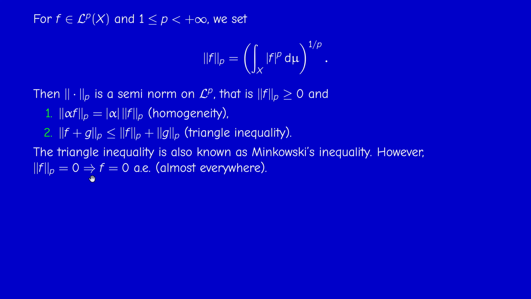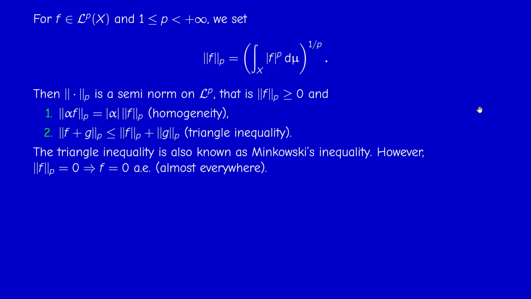However, if f is 0, then the norm p of f is 0, but the converse is not totally true, in the sense that if the norm of f is 0, so the integral is 0, we cannot deduce that f is the 0 function. We can only conclude that f vanishes almost everywhere. And this is something usual in measure theory. Most of the inequalities and equalities hold almost everywhere, so except on a set of measure 0. But now we'll see in a moment how we can turn this semi-norm into a norm.